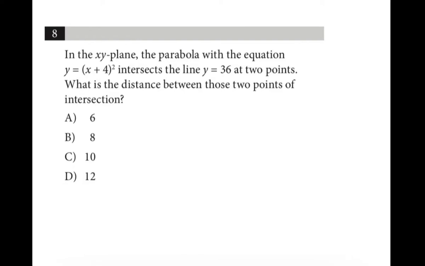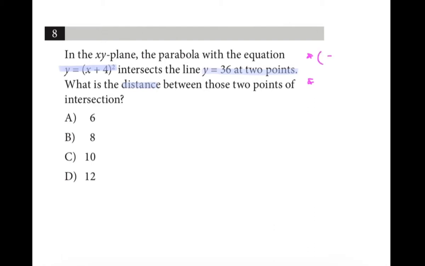In the xy plane, the parabola with the equation y equals (x + 4) squared intersects the line y equals 36 at 2 points. So what is the distance between those 2 points of intersection? Okay, so we are given an equation of a parabola that intersects the given line y equals 36 at 2 points. So what this means is we have 2 points where their y is 36.